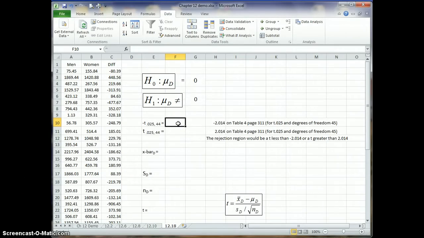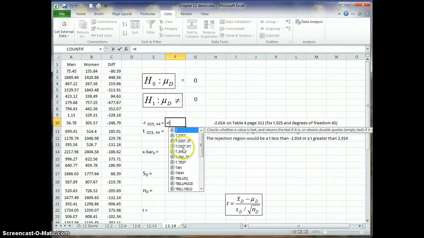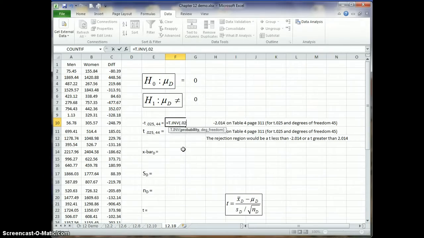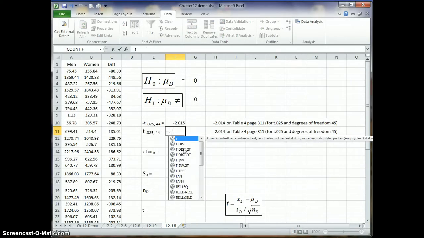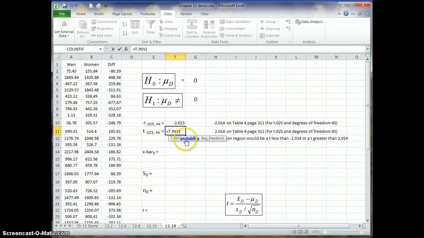And now what I want to do is calculate the t score for alpha of 0.025 and degrees of freedom of 44. So equals T, it's 0.025, comma, to enter the degrees of freedom parameter. And then, in this case, the T inverse of 1 minus 0.025 with 44 degrees of freedom.